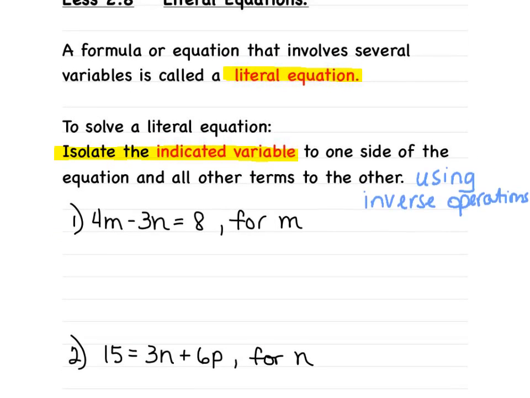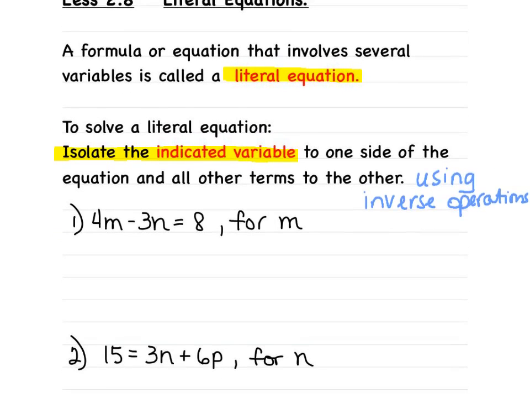Please write down number 1. 4m minus 3n equals 8. That's our equation. And this problem wants us to solve for variable m. So I'm going to highlight m in my variable so that I keep my eye on m, because that's the variable that I want to isolate.